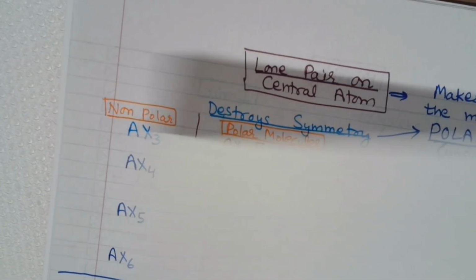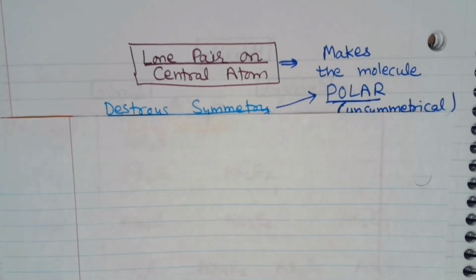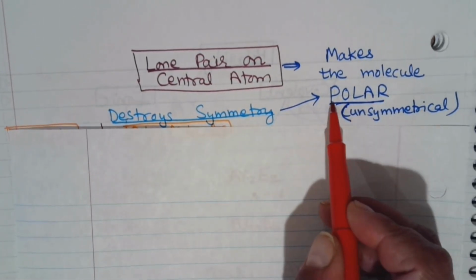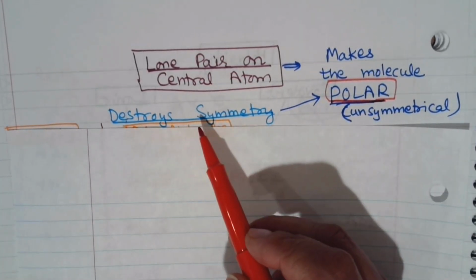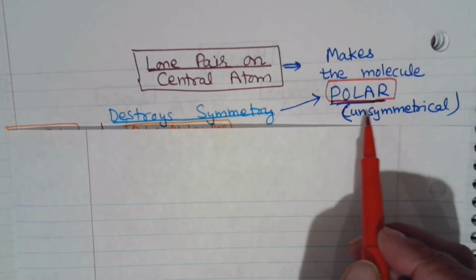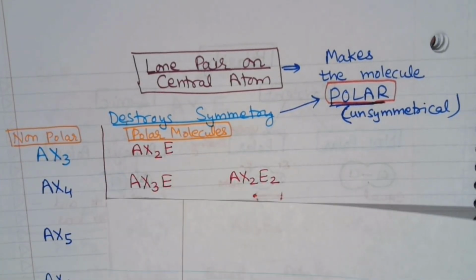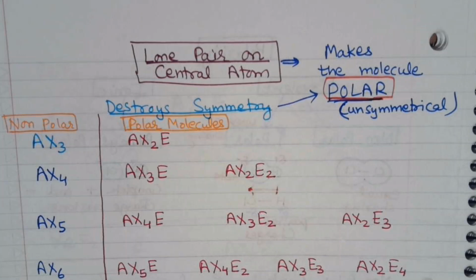Okay. Now let's consider the effect of lone pairs on the geometry. So lone pairs on the central atom make the molecule unsymmetrical, right? And unsymmetrical molecules are always polar. So lone pairs, when they are present on the central atom, destroy the symmetry of the molecule and make the molecule unsymmetrical, and hence the molecule becomes polar, right? So here are some of the examples of the VSEPR chart, right? You have to memorize these examples.